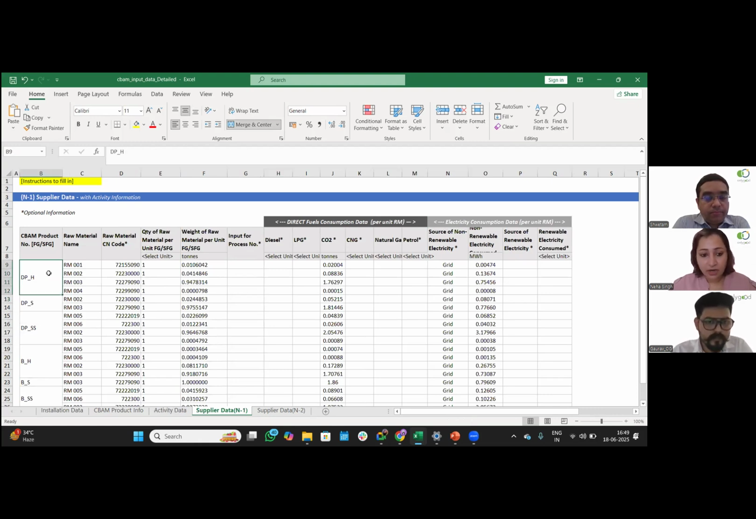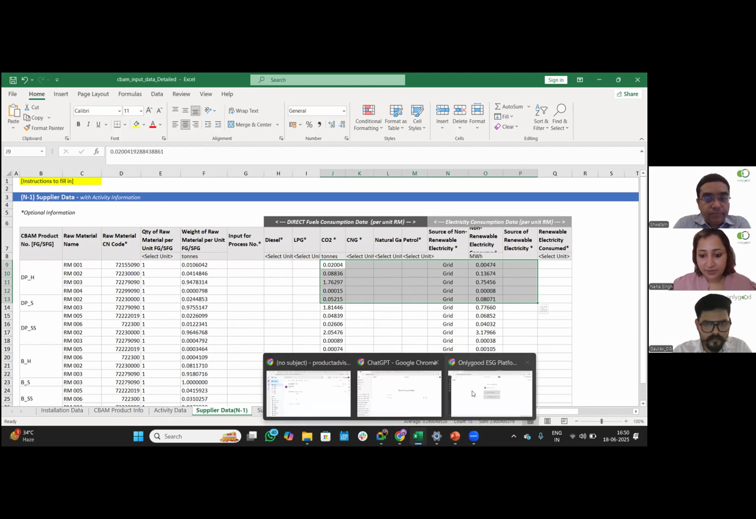So this is double pin hard. What raw materials are going into it? So let's say 4 raw materials go. Then for each of these, I need to know what is the amount of direct fuel or electricity again that is going into creating this raw material from my supplier side.